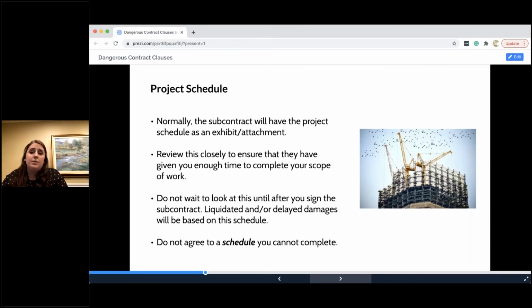So that's why these are so important, and that's why the project schedule is so important for you, because of the domino effect. If you get into one of those situations that is completely outside of your control, then you want to be able to be protected.